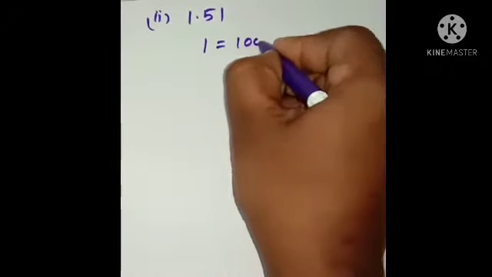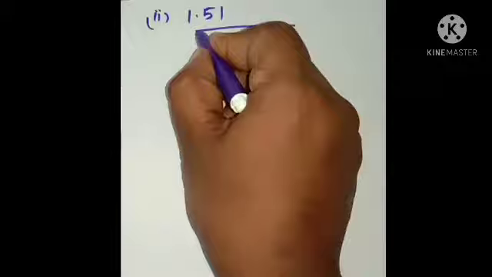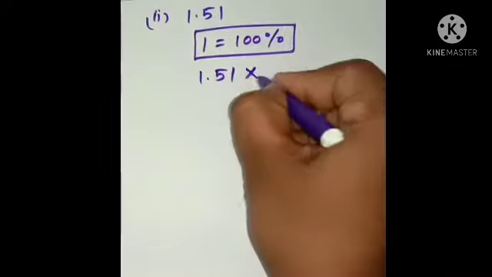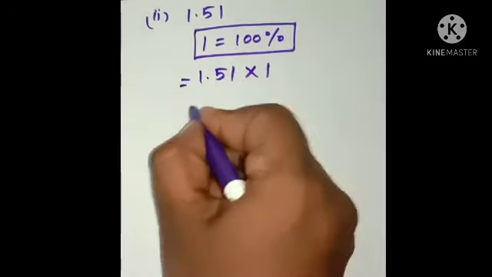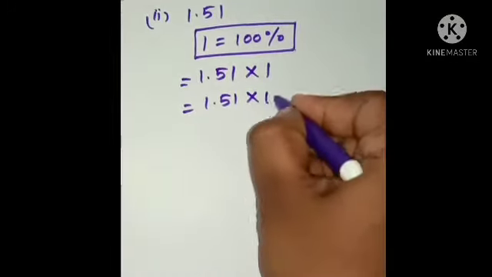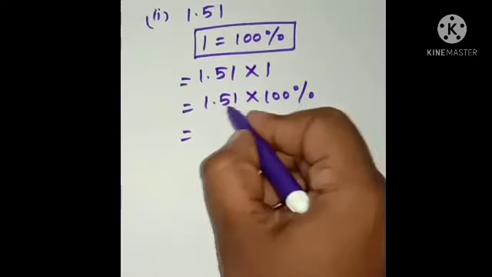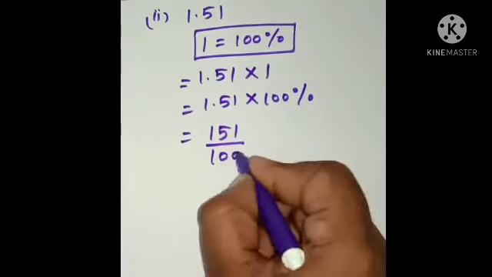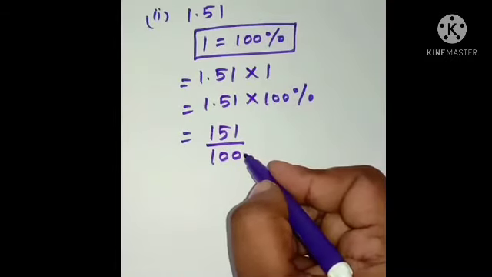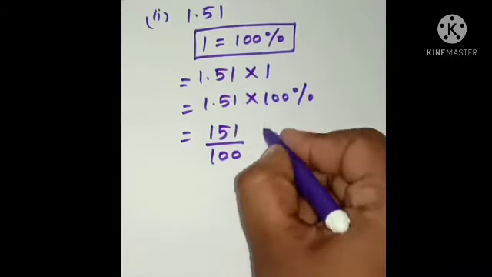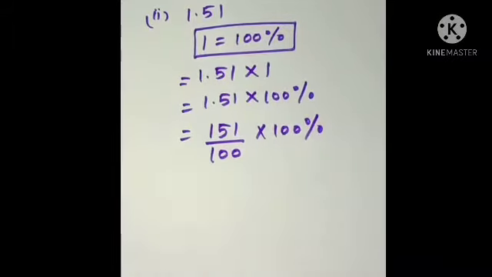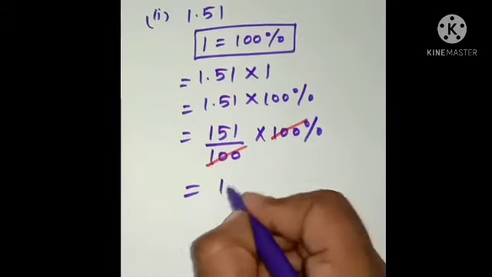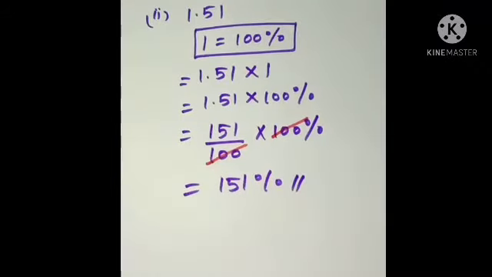Then converting decimals to percentage. 1 is equal to 100%. You have to remember this. Now let us write the given decimal number as 1.51 into 1, and 1 is 100%. Here 1.51 can be written in fraction form as 151 by 100 into 100%. Now 100 and 100 cancel out. So we get 151%.